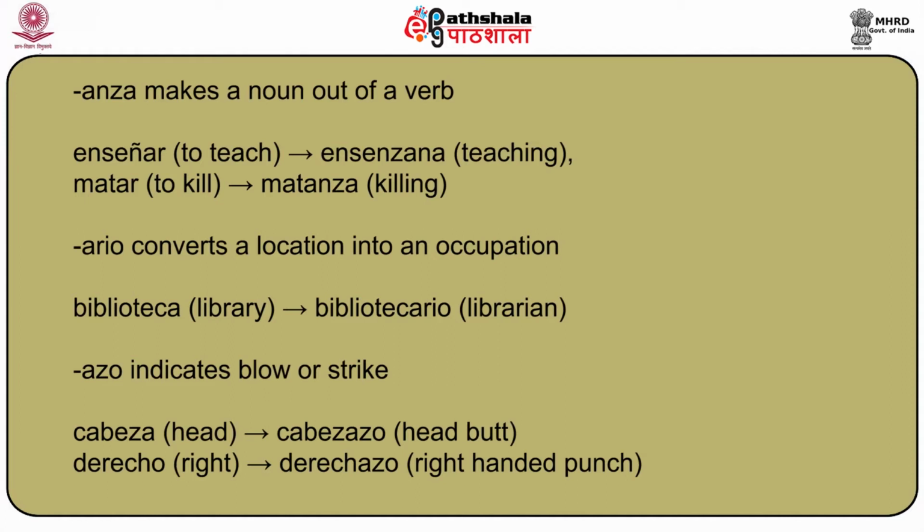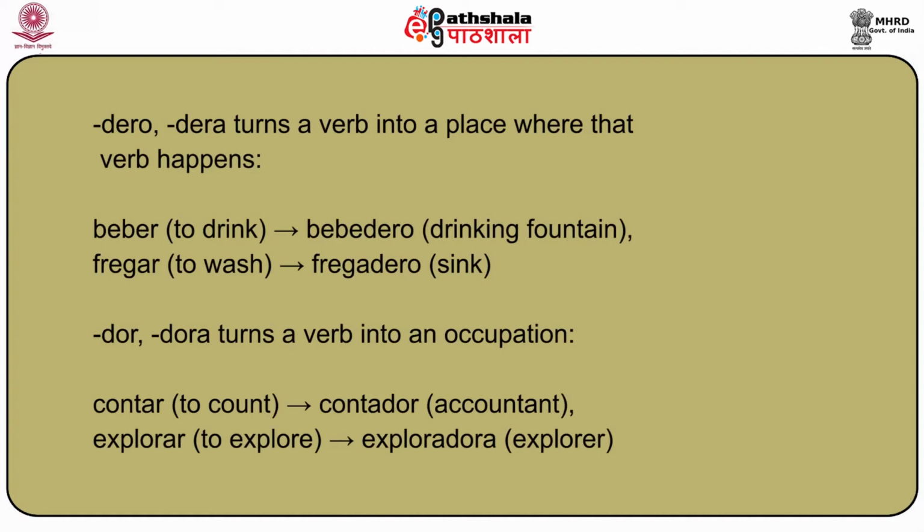Aso also indicates a blow or strike. Cabeza, head, becomes cabezazo, headbutt. Derecho, right, becomes derechazo, right-handed punch. Dero or dera turns a verb into a place where the verb happens. Beber, to drink, becomes bebedero, a drinking fountain. Fregar, to wash, becomes fregadero, a sink.